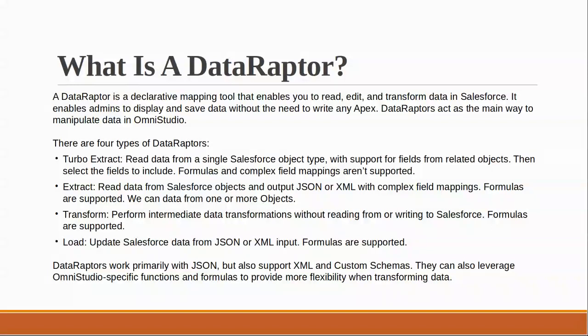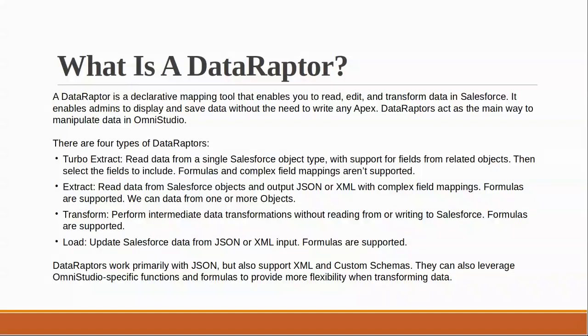The hands-on part will be covered in our hands-on series, which is in progress. The major thing which you should remember is that DataRaptor works primarily with JSON, but it can also support XML and custom schemas. So it supports both JSON and XML, and with a custom schema you can also define how the data should be processed in DataRaptor. And it also leverages Omnistudio-specific functions and formulas to provide flexibility when transforming data. What it means is that it has inbuilt functions with the help of which you can directly access the Salesforce records and do the needed tasks.